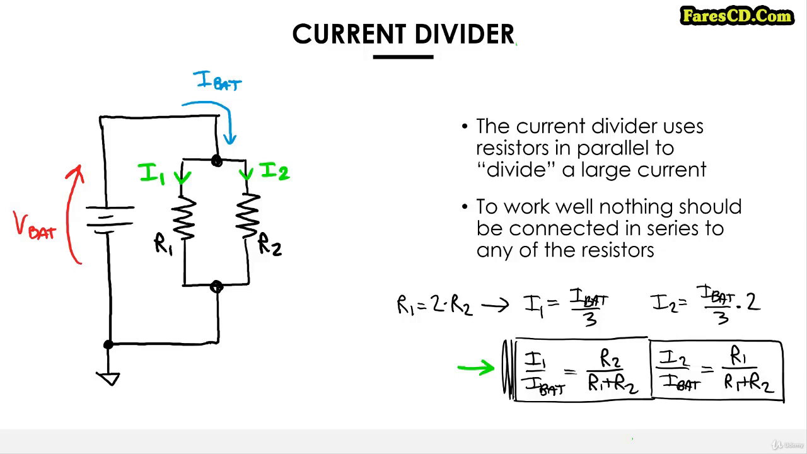As you can see, 2/3 of the current went into the smaller resistor R2 and only 1/3 went into R1. In other words, because R1 is twice as big as R2, the current in R2 is 2 times the current in R1.